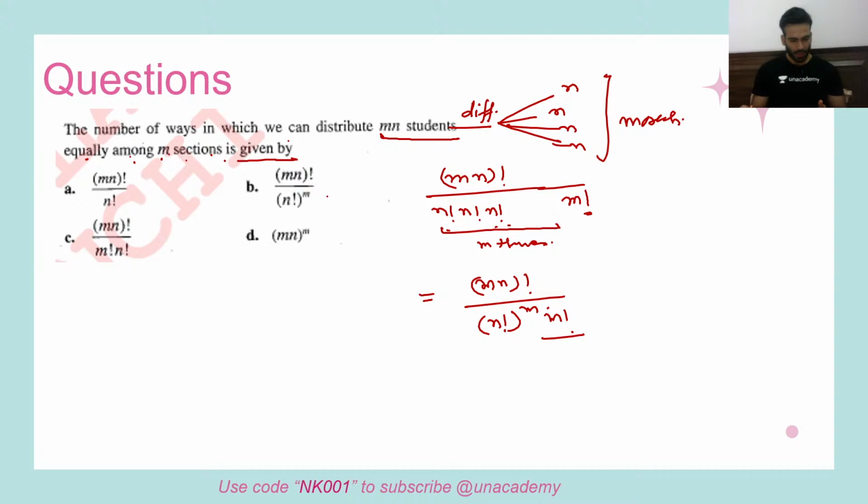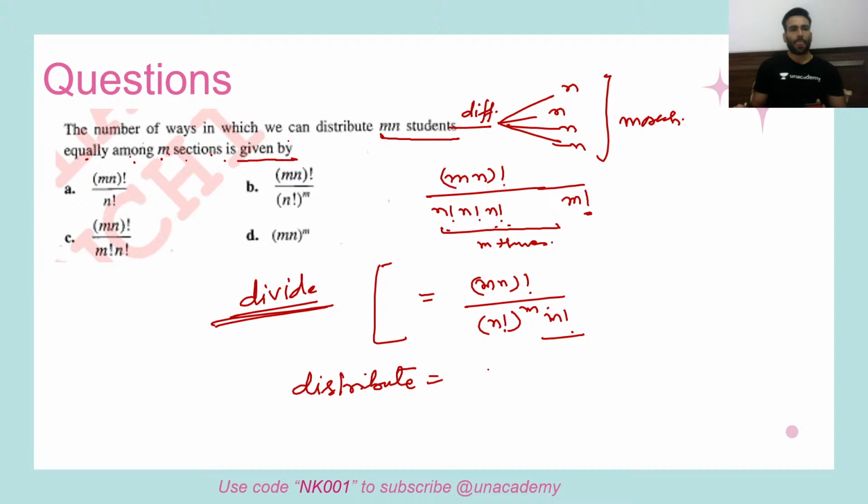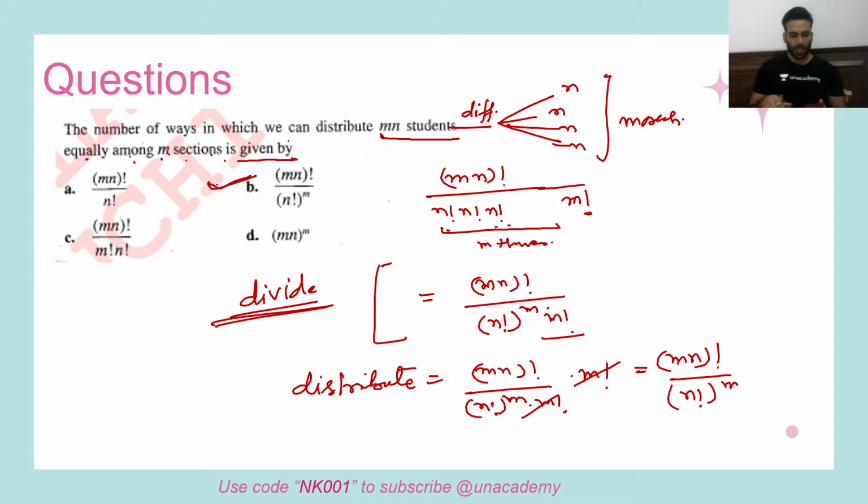What did he say, guys? Adya says option A was a typo. Now, this is the way to divide. Now, if you want to distribute among m sections, you have to multiply with m factorial. When you do that, what is the answer? mn factorial upon n factorial raised to m. The correct answer is B.